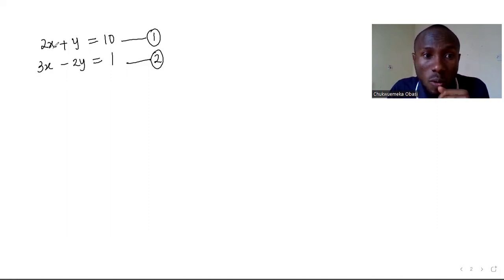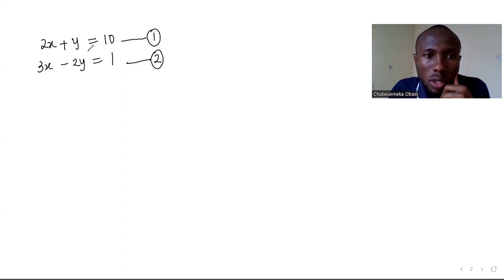It will be easy for me to eliminate y actually, because here I've got just y and here I've got 2y. So if I decide to multiply everybody by 2, the quantity of y here will be the same. So I think that is even the best way to solve this problem, not eliminating x. But actually, you can still eliminate x if you want to.